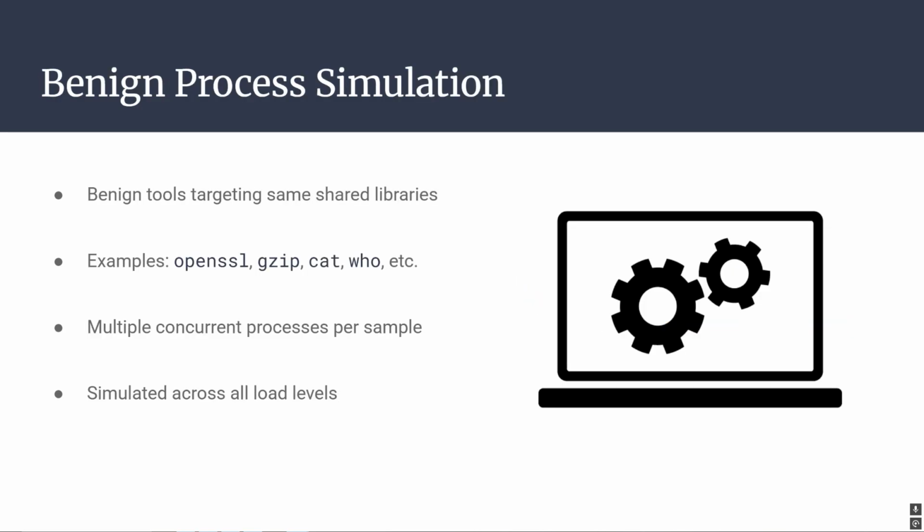So for benign simulation, we selected processes that naturally interact with the same shared libraries as the attacks. This includes programs like OpenSSL, gzip, and some of the core Unix utilities. And we ran multiple benign processes concurrently to simulate realistic multitasking, user behavior, and background noise. This gives us a realistic control group for training and evaluation, helping us to ensure that the model doesn't mistake legitimate activity for malicious behavior.